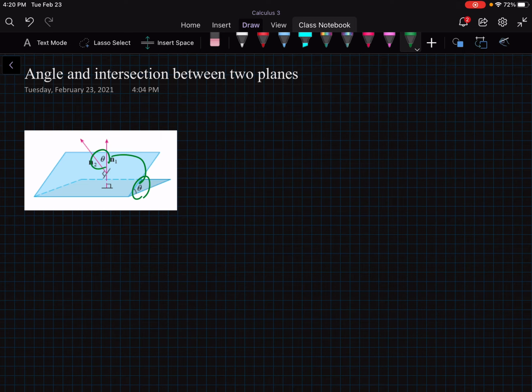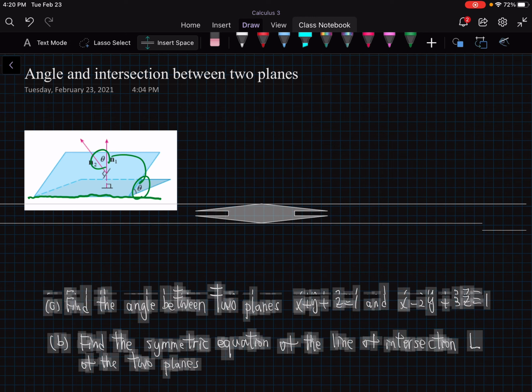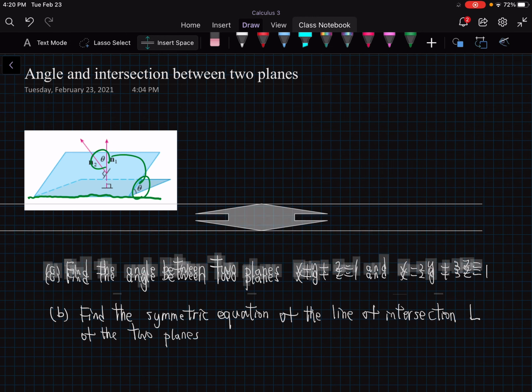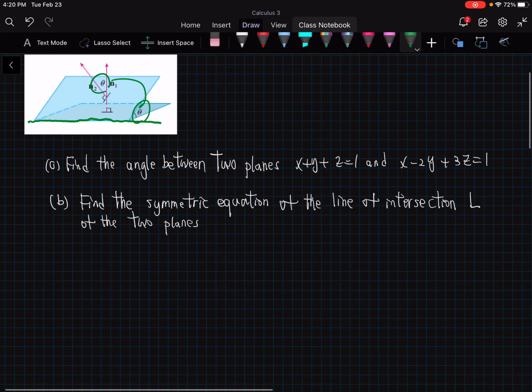Moreover, notice that this intersection right here, the straight line, we want to find the line equation of the intersection between two planes. So here's the question. A, find the angle between two planes, x plus y plus z equals 1, and x minus 2y plus 3z equals 1. B, find a symmetric equation of the line of the intersection L of the two planes. So first, let's look at A.